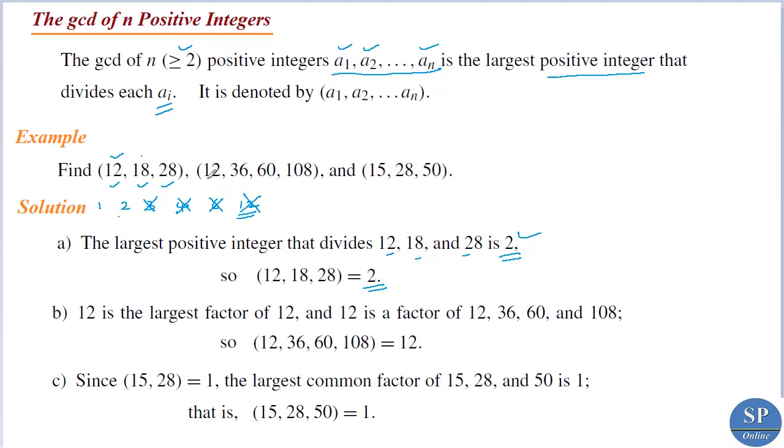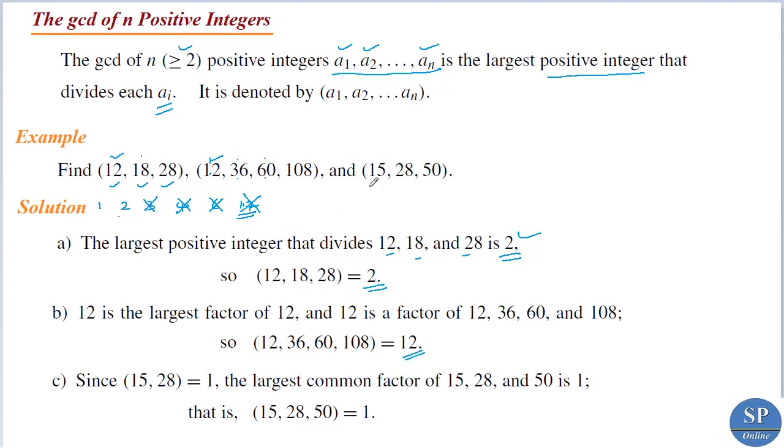Now next one is 12, 36, 60 and 108. So here also the smallest one is 12. So these are the divisors. Now what about 12? 12 divides 12 and 12 divides 36, 12 divides 60 and 12 divides 108. So 12 is the largest factor of 12 which divides 12, 36, 60 and 108. So the GCD of these numbers is equal to 12.